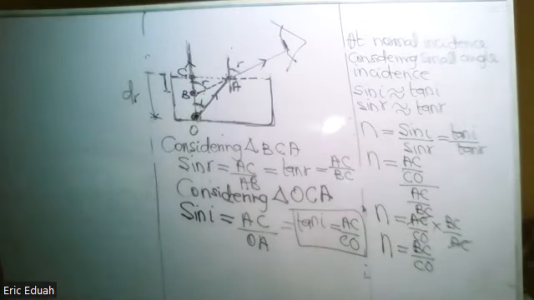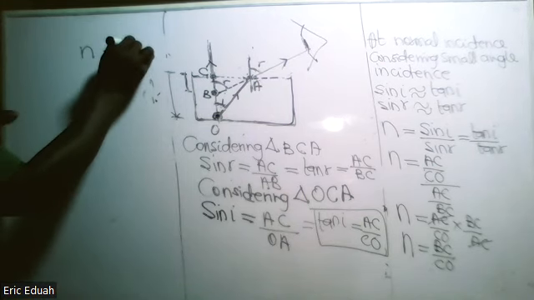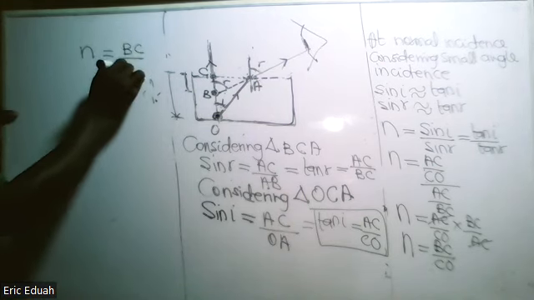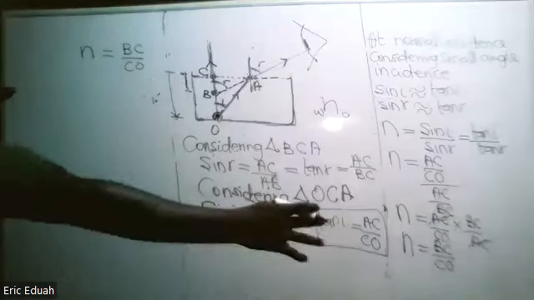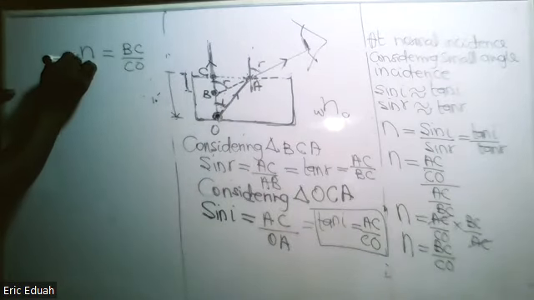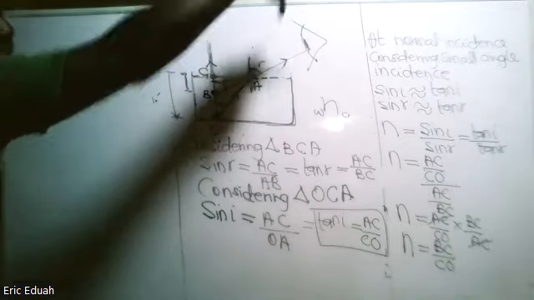Okay. So from what we have done, the absolute refractive index N is equal to BC over CO. But from what we are doing, this is not absolute refractive index. This is the refractive index from water to air. But what we have considered is actually from air to water. So we want to adjust this so that it will conform with the direction of the light, from water to air, not the other way around.